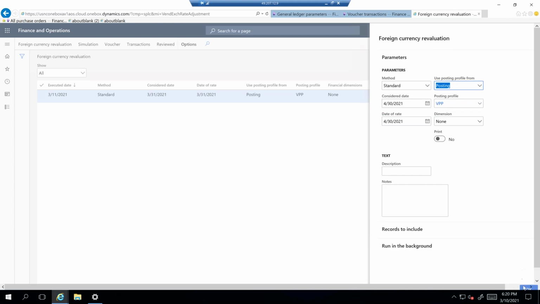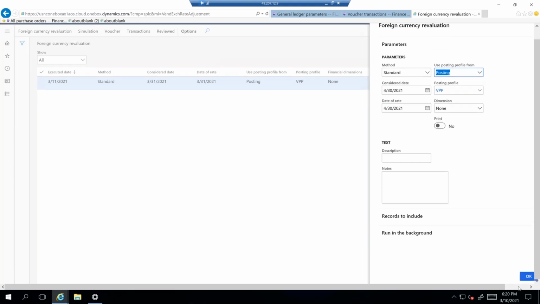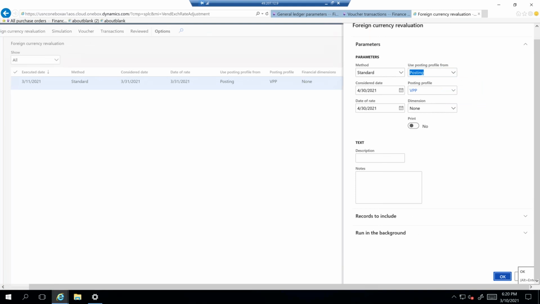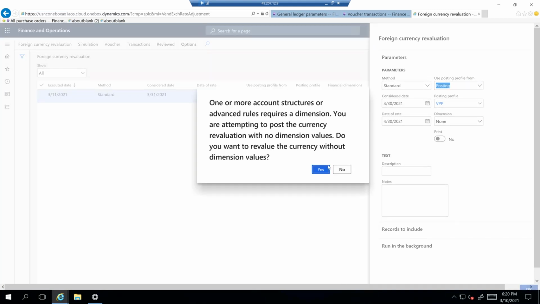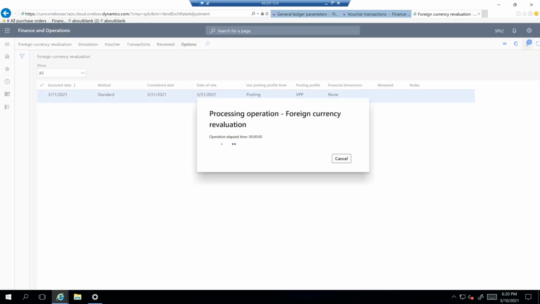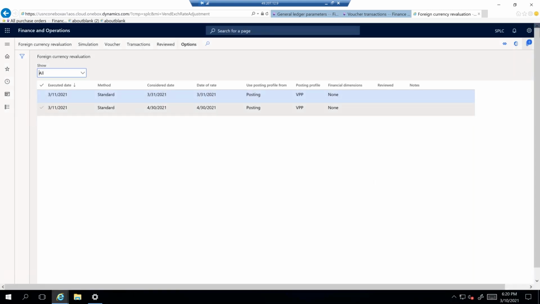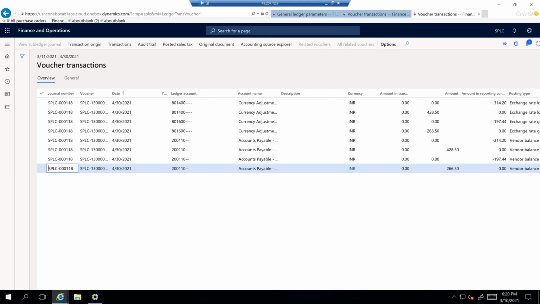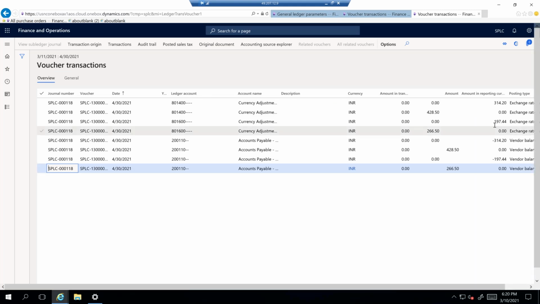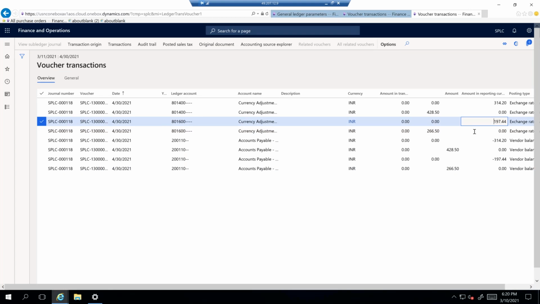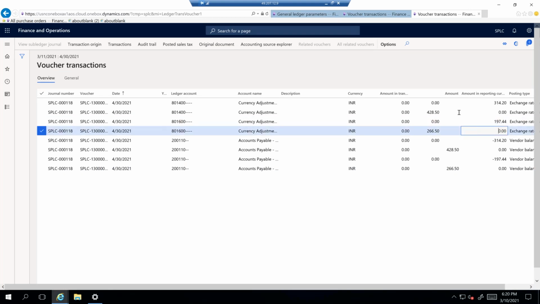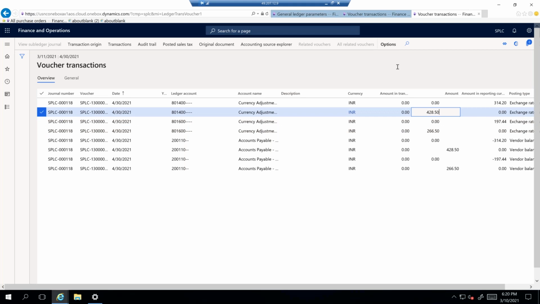Okay, now I'm running this foreign currency revaluation once again. I'm executing. So it is telling that you are not selecting dimensions. I'm proceeding because I'm not concentrating on dimensions now. Now, if you verify here, what happened? The earlier transaction will be reversed and the new transaction will be posted. The earlier transaction, whatever was posted, will be reversed. Now, the new transaction will be posted with the new exchange rate.